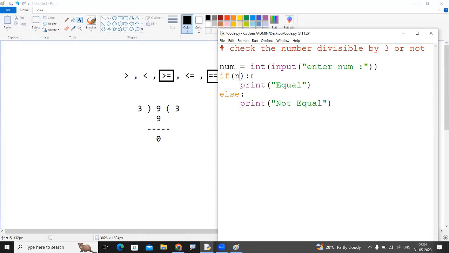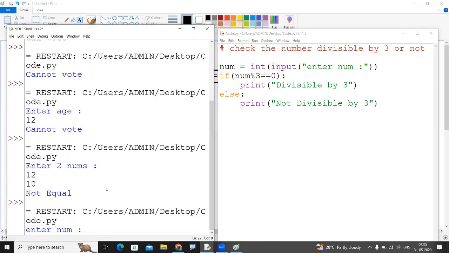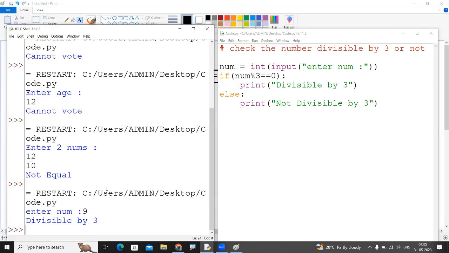If the number mod 3 equals 0, that is, if the remainder equals 0, yes, it is divisible by 3. Else, not divisible by 3. Enter number C. Do it quick.